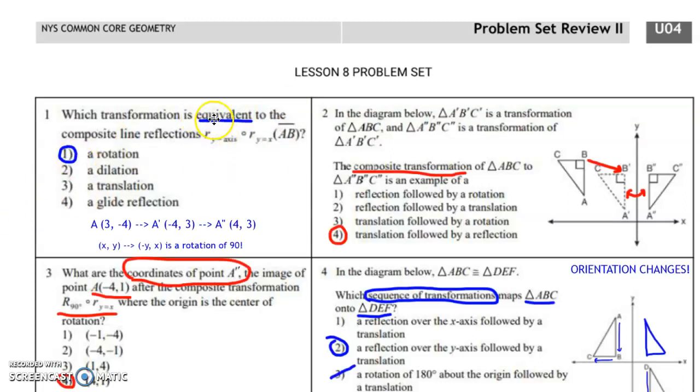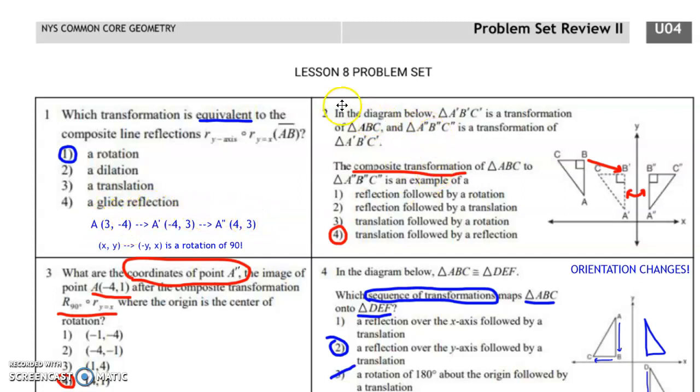Okay, we're looking for equivalent transformations here. So the rotation is an equivalent transformation because once I take my random point, which is 3, negative 4, and I first do a reflection across the line y equals x, and then I do a reflection across the y-axis, all I've done is gone from 3, negative 4 to 4, 3, which is the same rule as a rotation of 90. Again, my suggestion is pick a random point. One of the coordinates should be positive, one of the coordinates should be negative, and then see if you could figure it out like that.